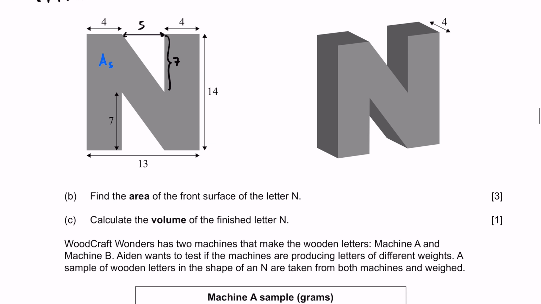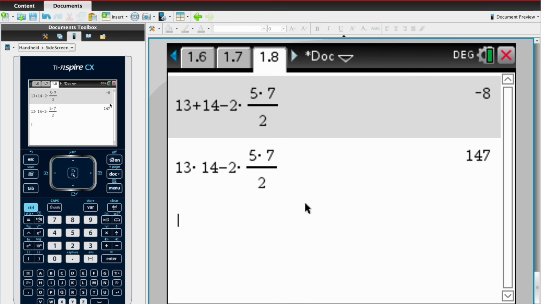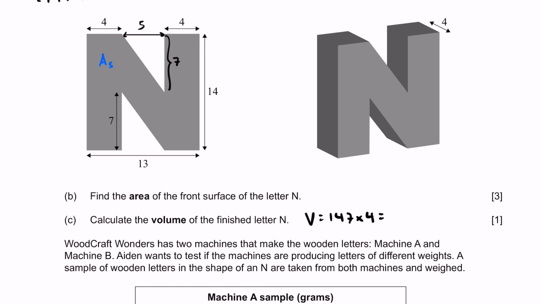So let's write that out. Volume is equal to area of uniform cross-section times extension of 4. So 147 times 4 gives us 588. And our units are centimeters cubed.